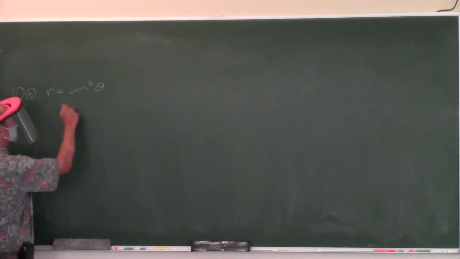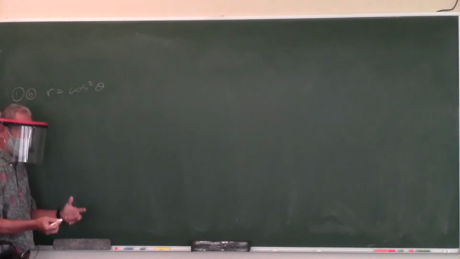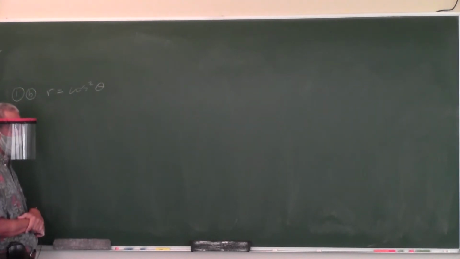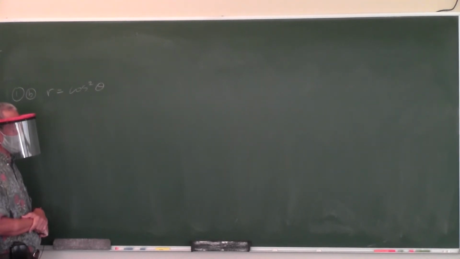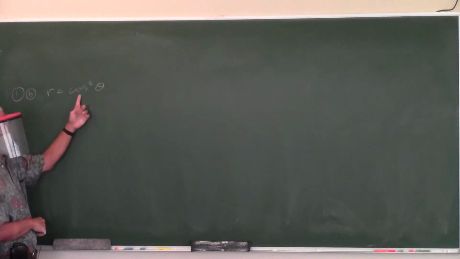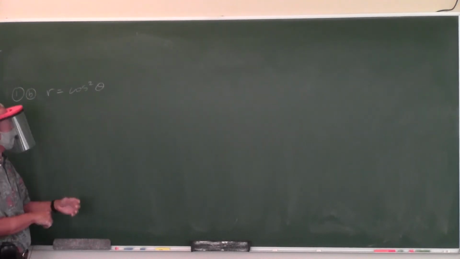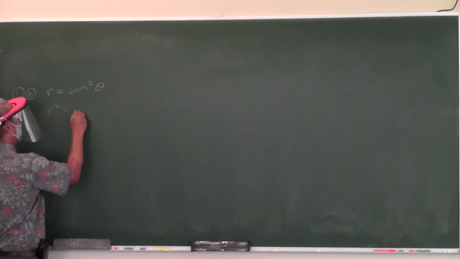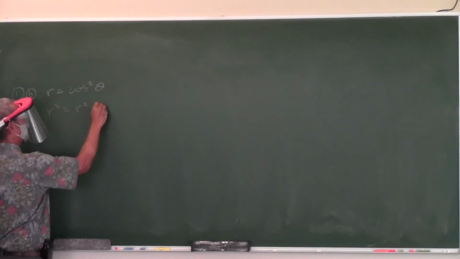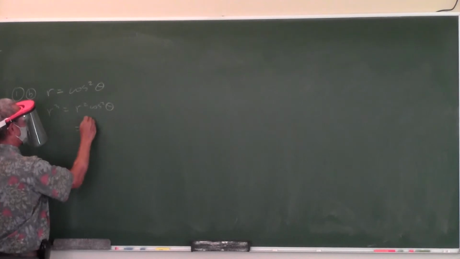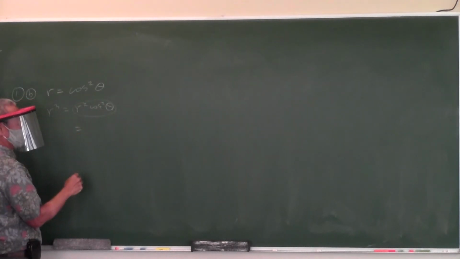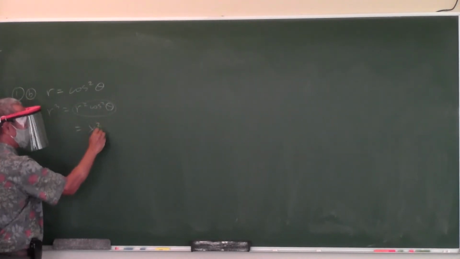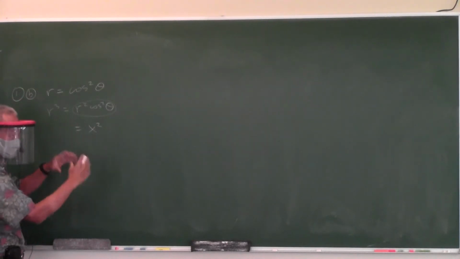What can I do to both sides of this equation to change it to x's and y's? I'll give you a hint: x equals r cosine theta. Well, this is cosine squared, so multiply both sides by r squared. Good. So you get r cubed is equal to r squared cosine squared theta. So what is this? That's x squared, right? r cosine theta times r cosine theta.